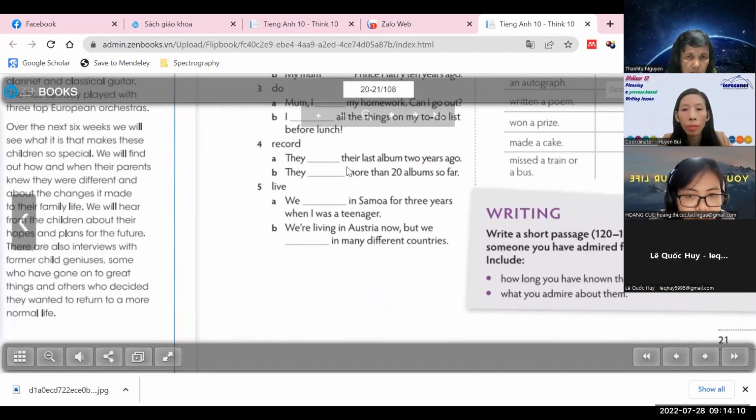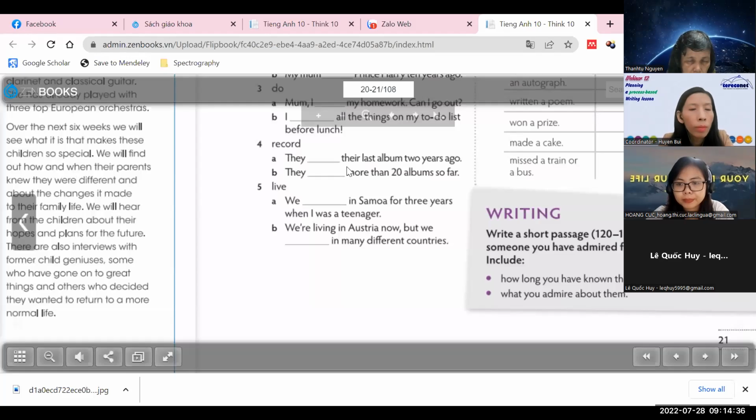This is the task: writing a short passage, 120 to 150 words, about someone you have admired for some time. And then there are two suggestions: how long you have known them, and what you admired about them. So in their writing, they need to address the two questions.